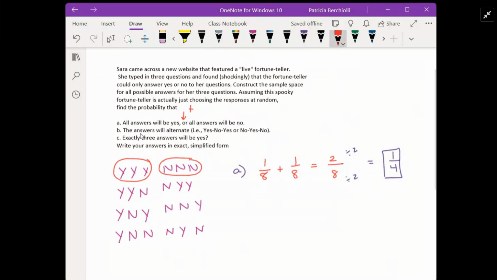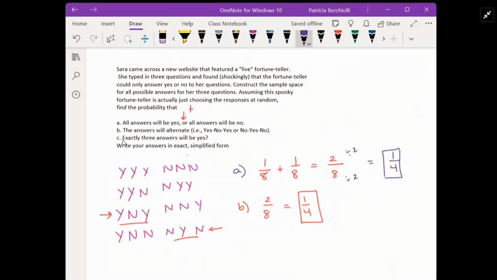Now the next one is that all answers will alternate. So let me erase these circles here. So alternating would be, you can't have 2 yeses or 2 nos in a row, right? So an alternating example would be yes, no, yes. And another alternating example is no, yes, no. So that's 2 outcomes out of all 8 possible. 2 out of 8 does reduce to 1 out of 4, as we saw in part A.